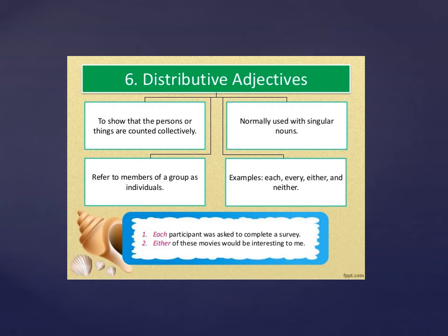So each and either here are known as the distributive, in which we distribute. So each participant was asked. So participants are distributed here by each. So it is called the distributive adjective. Here participants is described with the word each, and this is a distributive adjective, to show the person or things are counted collectively.